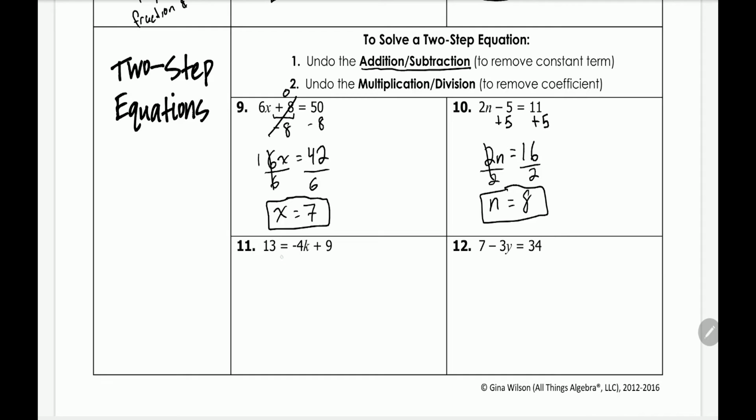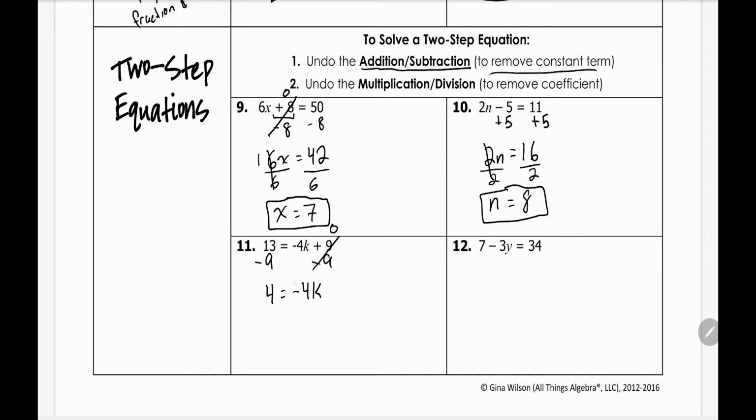Let's look at number 11. We have 13 is equal to negative 4k plus 9. We have to remove the constant term first, so we have to get rid of this 9. Since it's plus 9, we can just minus 9. We have to do that on both sides. 13 minus 9 is 4. It's equal to, this goes to 0. We're left with negative 4k.